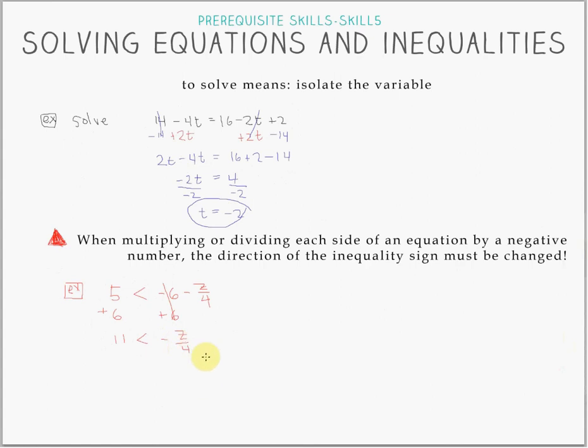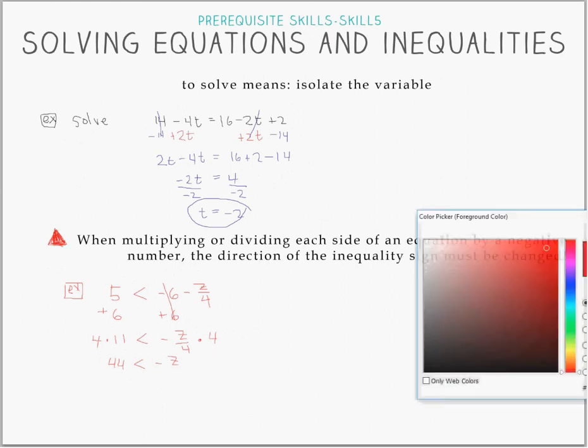Okay, now the next thing I want to do is get rid of this 4. You can get rid of it at the same time as this negative sign, but let's just take one step at a time. We're going to get rid of the denominator. The inverse of dividing by 4 is multiplying by 4. So if we multiply by 4 on both sides of the equation, we get 44 is less than negative z.